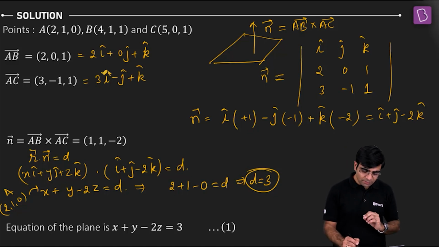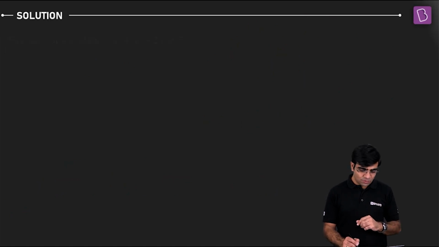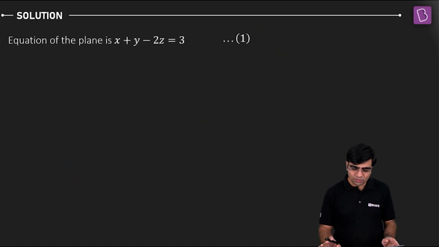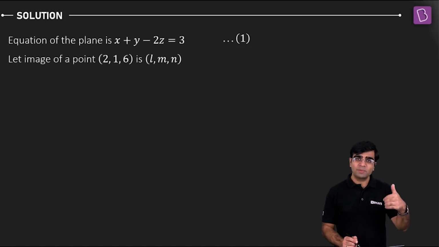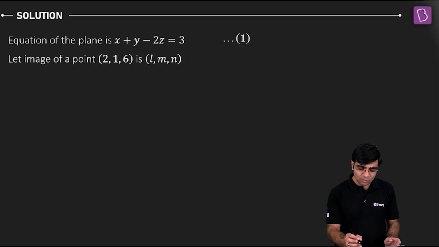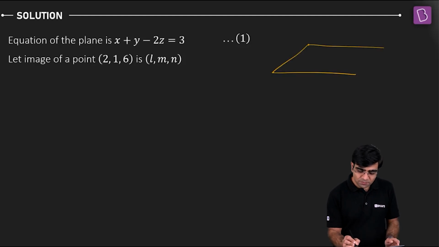So we got the equation of the plane as x plus y minus 2z equal to 3. Okay, this one is sorted. Now, I have to get the image of that point R with respect to this plane. Okay, so I want to get the image of this point 2, 1, 6. Let's say the image is L, M, N. So this is what my situation is.